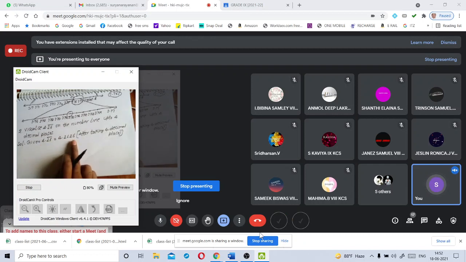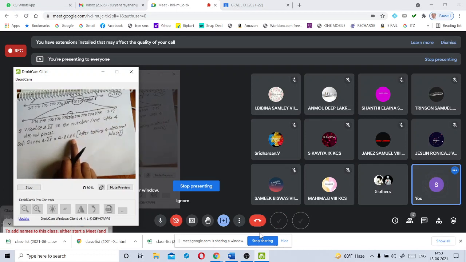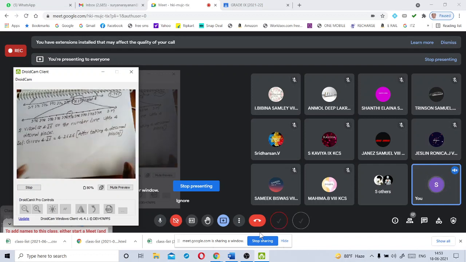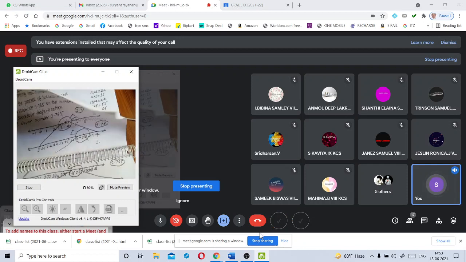How many decimal places did we get here? Tell me, Bibina. How many? 4, sir. As they required, here we got 4 decimal places. Okay, my children. As many decimal places as are required, we have to write them here. They asked only 4 decimal places, that is why I wrote only 4 and stopped. Now we have to visualize this number, 4.2626, on the number line.